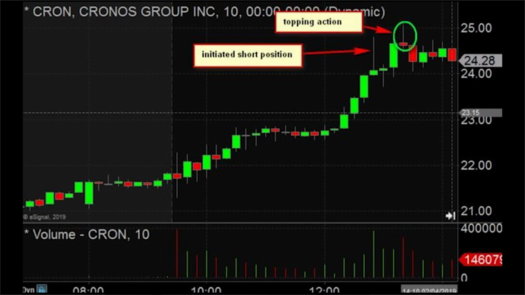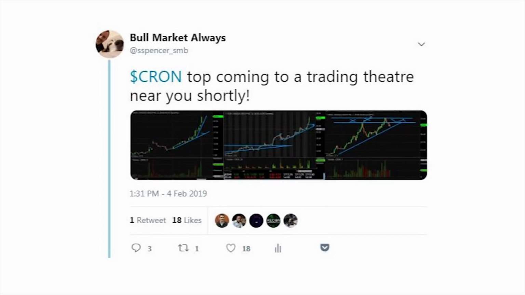So at this point, I thought it was such a good setup, I actually tweeted out on Twitter and StockTwits, CRON top coming to a theater near you shortly. And what I was basically saying, and I showed all three time frames here, was this stock had been trending higher in the daily, started to accelerate, and on the intraday time frame was showing some topping action. I felt comfortable enough, I tweeted this out around 1:30 p.m., I think it was, the stock was around $24.60, that you could start to look, if this failed here and started to come off, we were looking at a large downside potential.